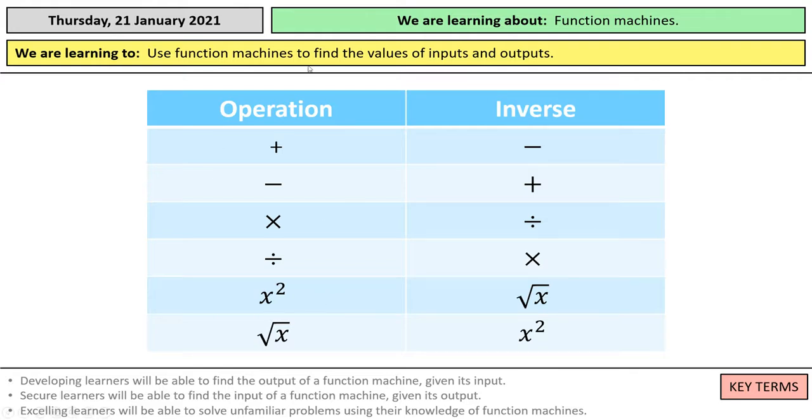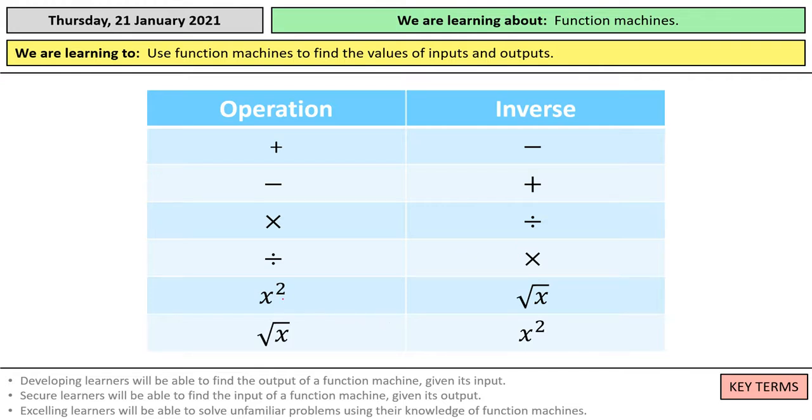As we all know, our operations in maths are add, times, divide, take away, and so on. Now we have to identify what the inverses are so that we're able to use our function machine when we're having to do the opposite. If we have add, the inverse of add is take away. If we have take away, the inverse of take away is add. Similarly, if we have multiply, the inverse of multiply is divide. Therefore, if we have divide, the opposite of that is multiply.